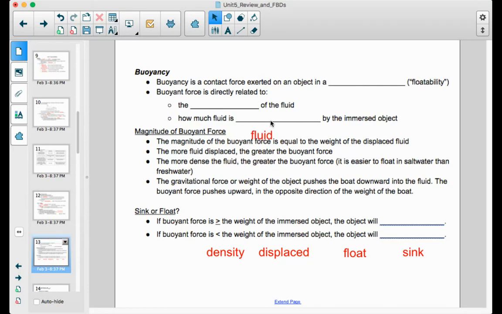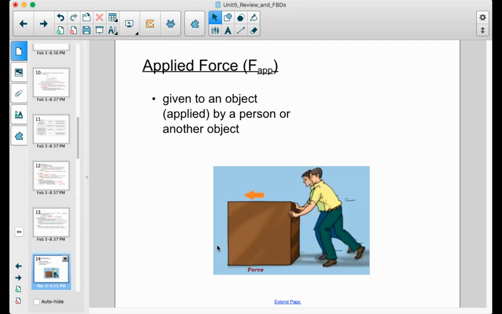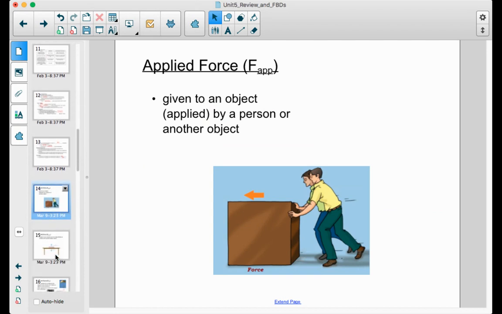Buoyancy is a contact force exerted on an object in a fluid, usually water. It depends on the density of the fluid and how much fluid is displaced by the immersed object. When we talk about buoyancy, we're talking about whether something is going to sink or float. If the buoyant force is greater than or equal to the weight of the immersed object, the object will float. If the buoyant force is less than the weight of the immersed object, the object will sink. Okay, now we can go through a series of different types of forces here.